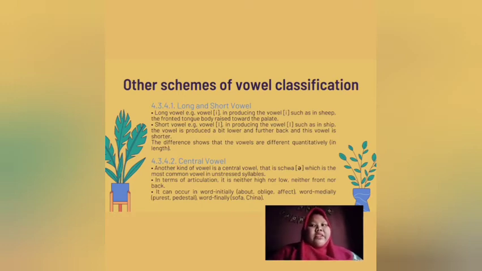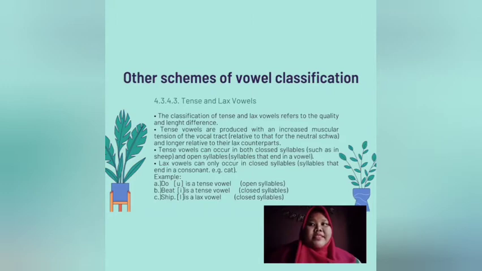It can occur word initially, word medially, and word finally. And then the third is tense and lax vowels. The classification of tense and lax vowels refers to the quality and length difference. Tense vowels are produced with an increased muscular tension of the vocal tract relative to that for the neutral schwa and longer relative to their lax counterpart.